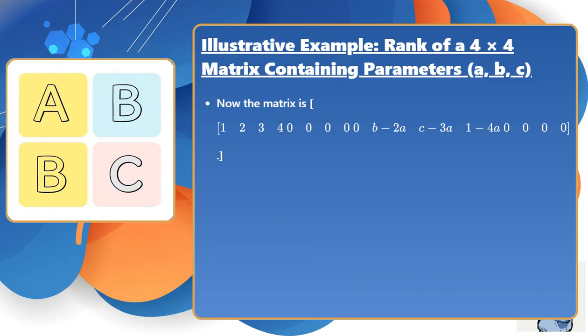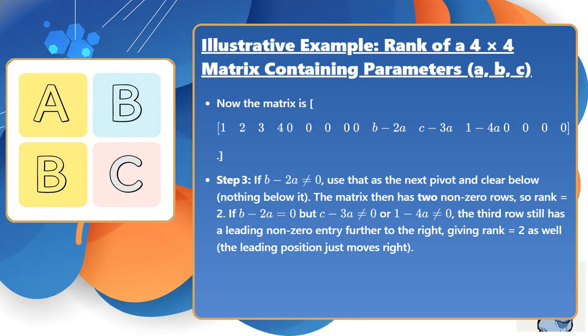Now the matrix is: first row 1, 2, 3, 4; second row all zeros; third row 0, b minus 2, c minus 3, a1 minus 4; fourth row all zeros. Step 3: if b minus 2 is not equal to 0, use that as the next pivot and clear below, which there is nothing below. The matrix then has two non-zero rows, so rank equals 2.